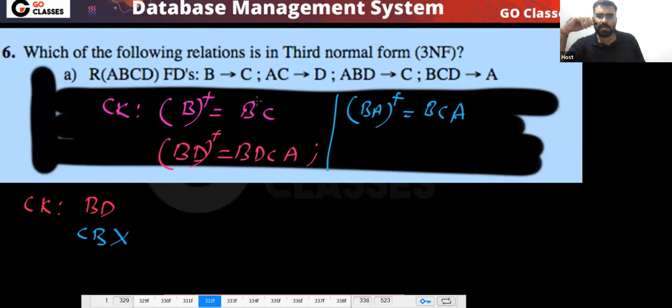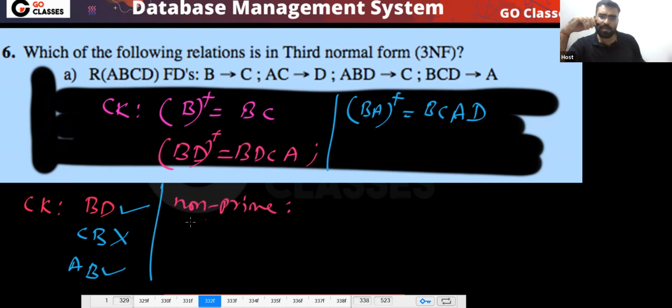BCA, and that can return. So this is also... you can notice AB is also a candidate key. These are the candidate keys. So anyway, what is the non-prime attribute? Tell me. Okay, so the non-prime attribute is C. C is the non-prime attribute.